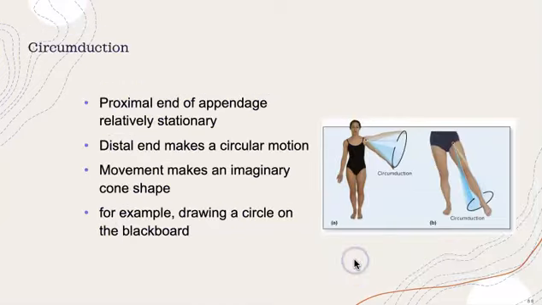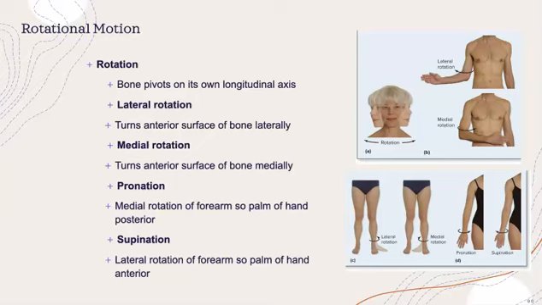And when we add all four of those movements, flexion, extension, adduction, and abduction, it is called circumduction. So it's when we have this circular movement of our arm or our limb, and we're essentially making an imaginary cone shape as we rotate that limb around. Now let's talk about rotational motion.